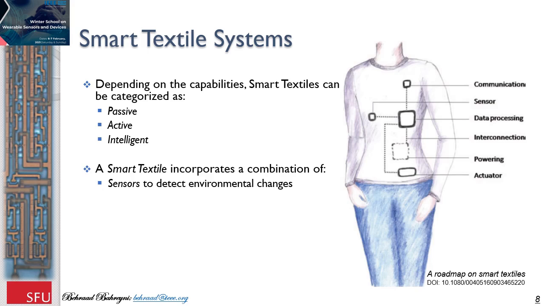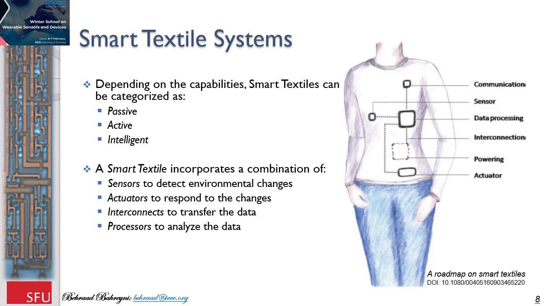Such smart textile systems therefore need a combination of these components that are listed below. You need to have sensors in order to figure out what is going on in the environment. You need to have actuators in order to be able to respond to those changes. You need to have interconnects to take the data from your sensor side to your processor side, and a processor to analyze the data that is collected by these sensors. You need to have some communication capabilities in some cases, because you want to transmit the data, for example, your fitness data or biomedical data, to a remote system for monitoring and tracking.